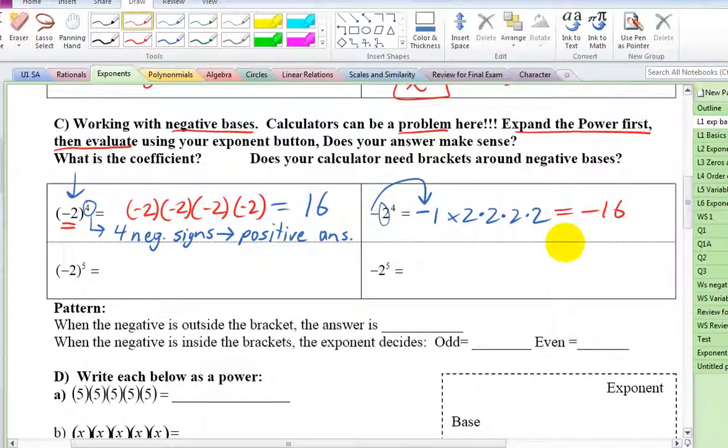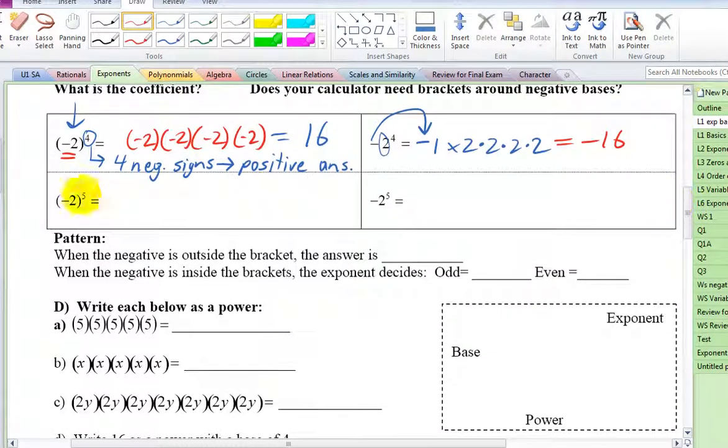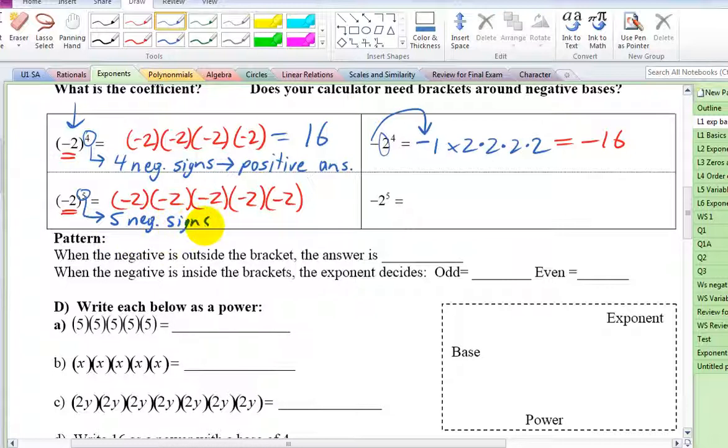So, next one. Here, expand this, please. What's the base? Now, because of the brackets, your base is -2. So you should have 5 of them. Notice again now your exponent is 5, so you should have 5 negative signs. What kind of answer is that going to give you? And you should get a -32.